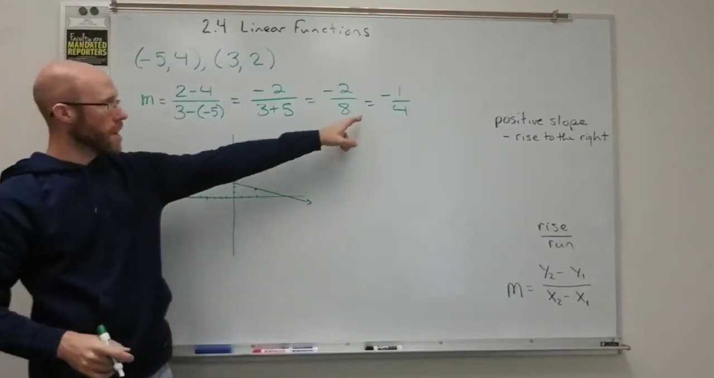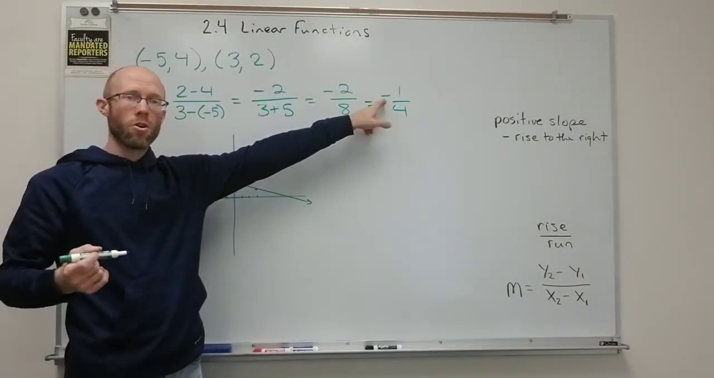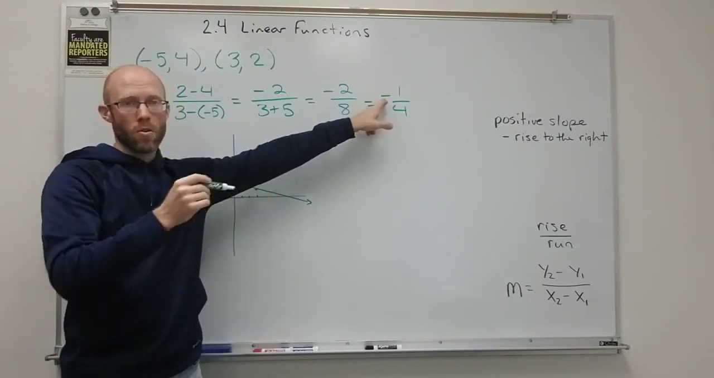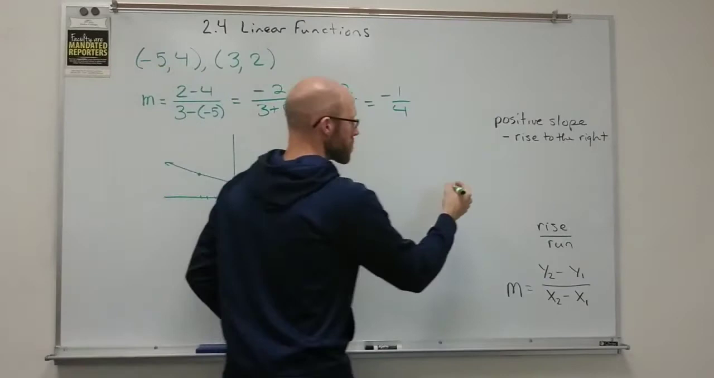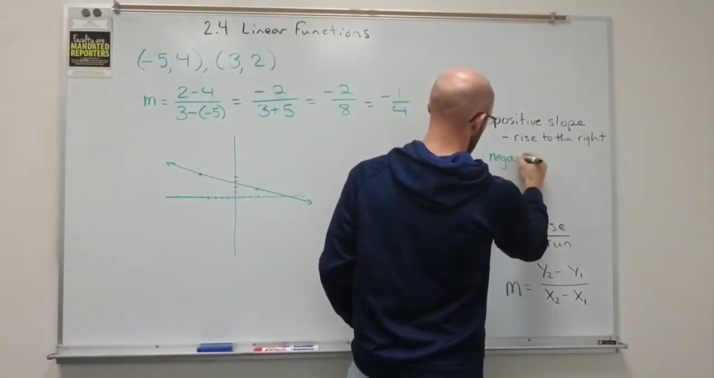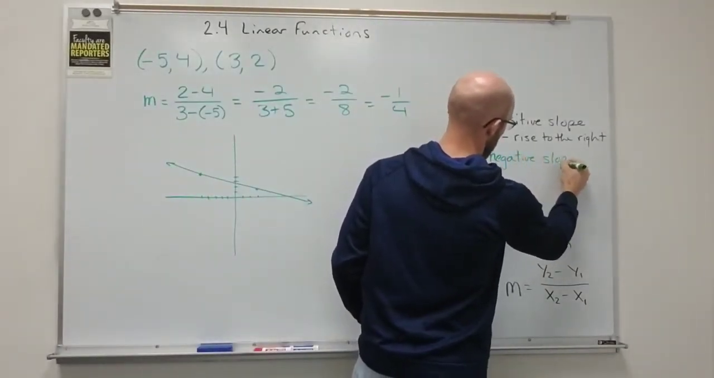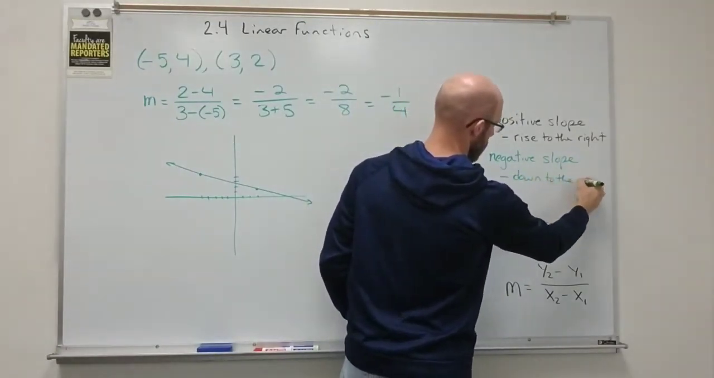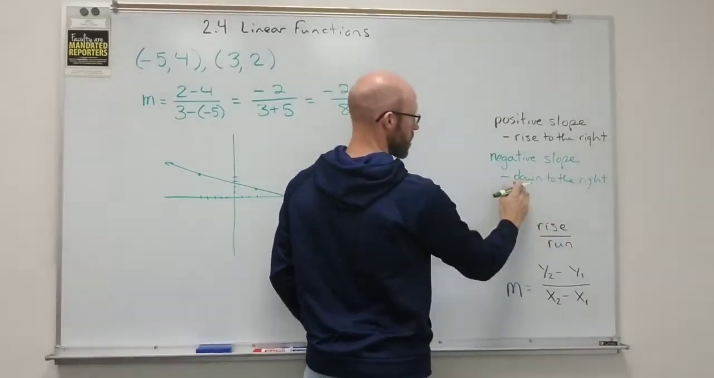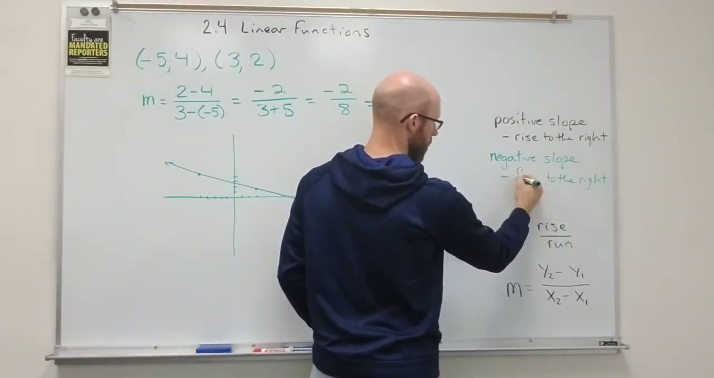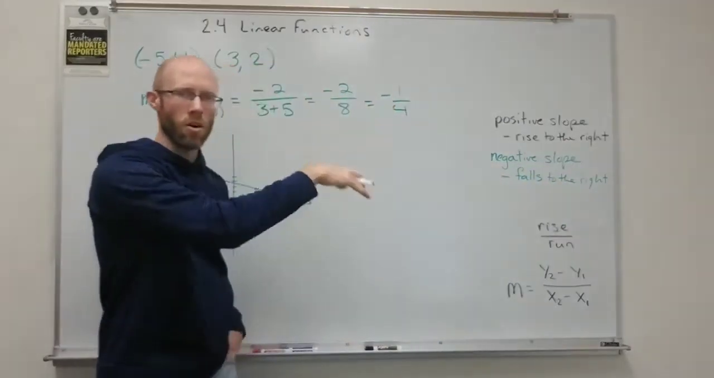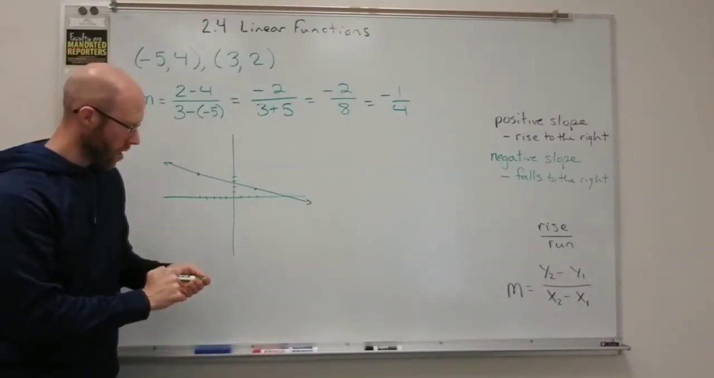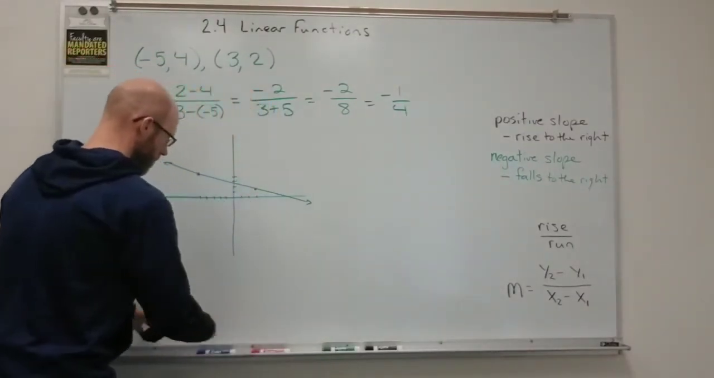Anytime you have a negative value for the slope, that means it's going to go down and over instead of up and over. So a negative slope goes down to the right. Or sometimes I say it falls to the right. I'll write it that way. It falls to the right. It's going down. Next example.